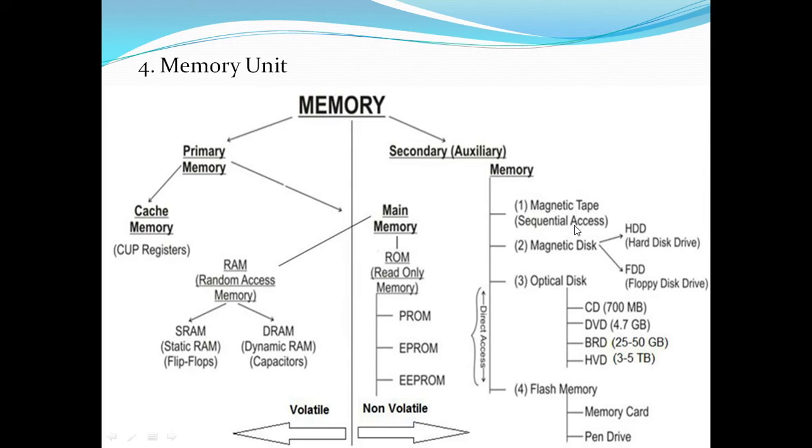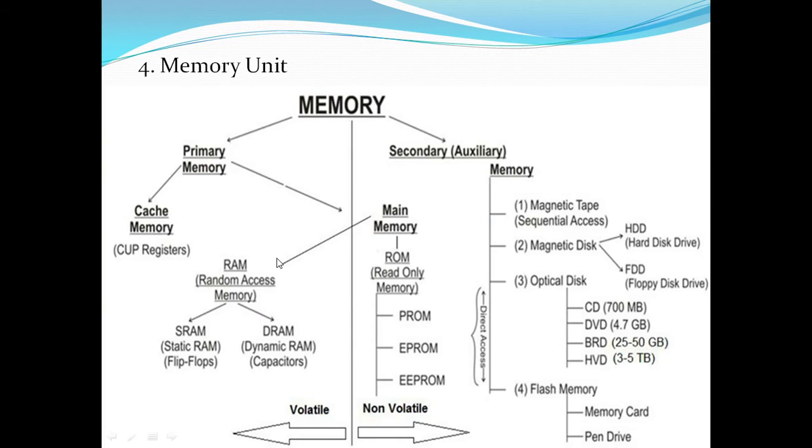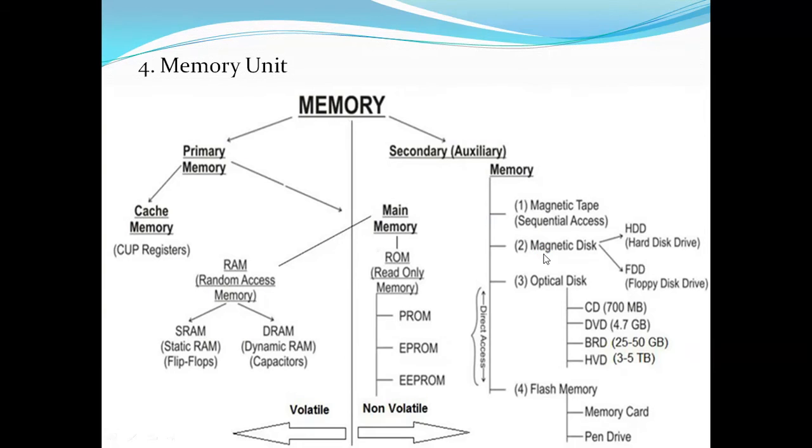Magnetic tapes were used in earlier times. You must have seen the audio cassettes or video cassettes which were there in the market earlier. Like this is the magnetic tape. Now magnetic disks are hard disk drives and floppy disk drives. Hard disks are still in the market. We still use the hard disk drive, whereas the floppy disk drives were square-shaped disks. This is a floppy disk device. Now they are also not in the market. We don't use them.